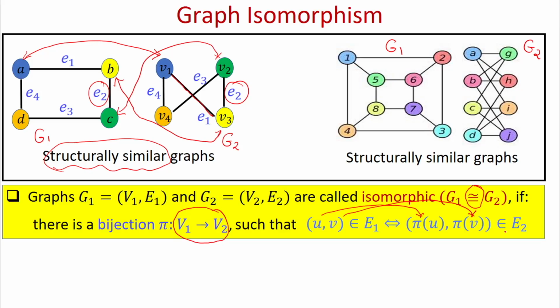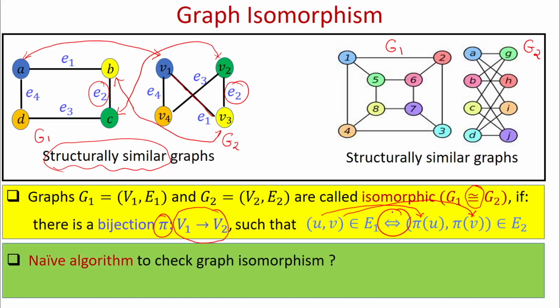Okay. So if you can find one such mapping, one such bijection between the vertex sets, then we will say that the two graphs are isomorphic, and the isomorphism is denoted by the bijection. So when we say, show me an isomorphism between graph G1 and G2, basically I am asking you to show the one-to-one correspondence between the two vertex sets, namely the vertex set of G1 and the vertex set of G2, such that this bi-implication is true.